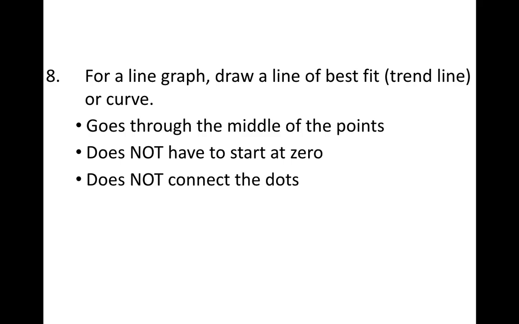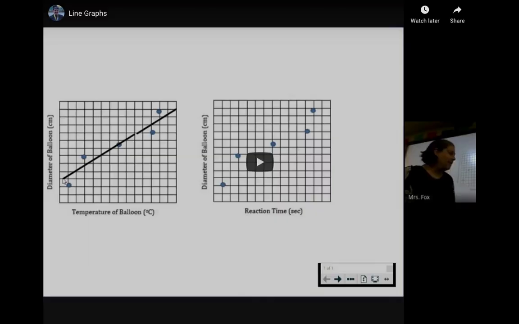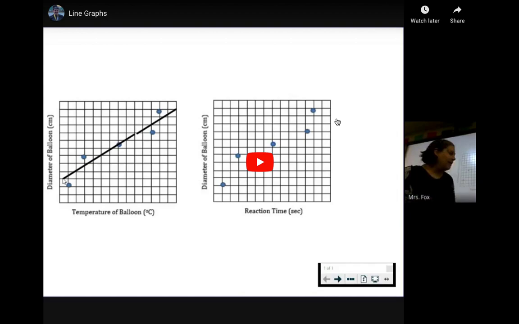Next, again, you don't have to connect the dots. And if your independent variable is time, you should connect the data points. So you do have to remember this rule. Time, connect, everything else, line of best fit. You're going to be filling in these graphs on the guided notes. If you double click on this image, it will actually open up to a drawing tool where you can add the lines as needed.